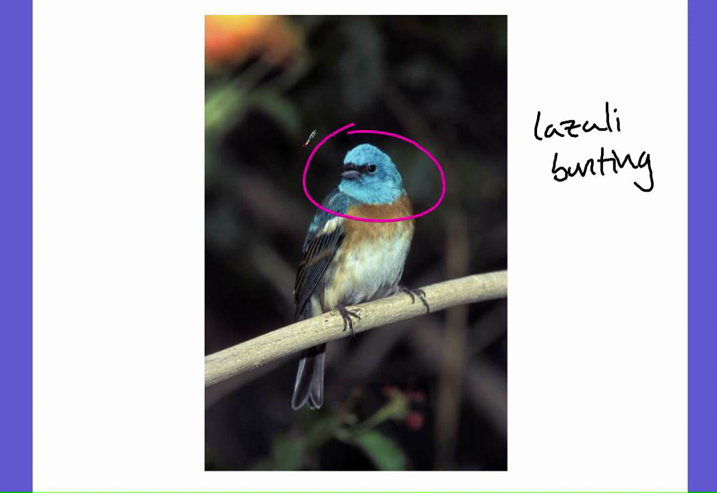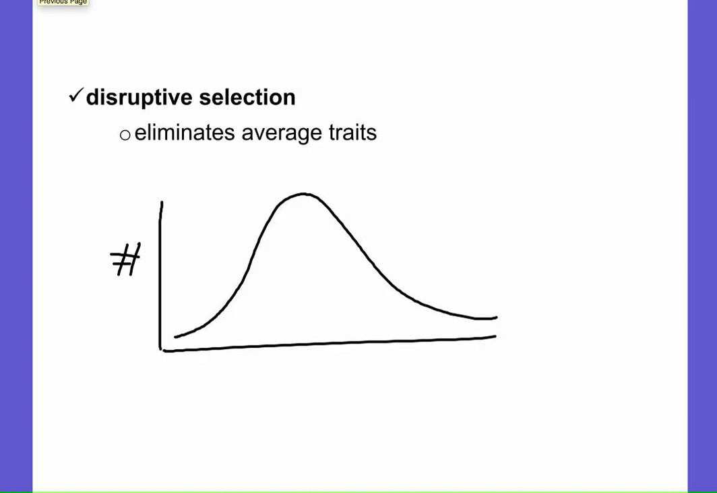Whereas the females in this population would actually be kind of a drab brown color because they need to blend into their surroundings. They don't need to attract a mate. They need to stay alive and hide from their predators. So in this example with our lazuli buntings, we have a distribution of traits again, right? There are actually two options for that male. There are those that have that bright blue plumage, but then there are also some males that actually have kind of a brownish color, just like the females do.